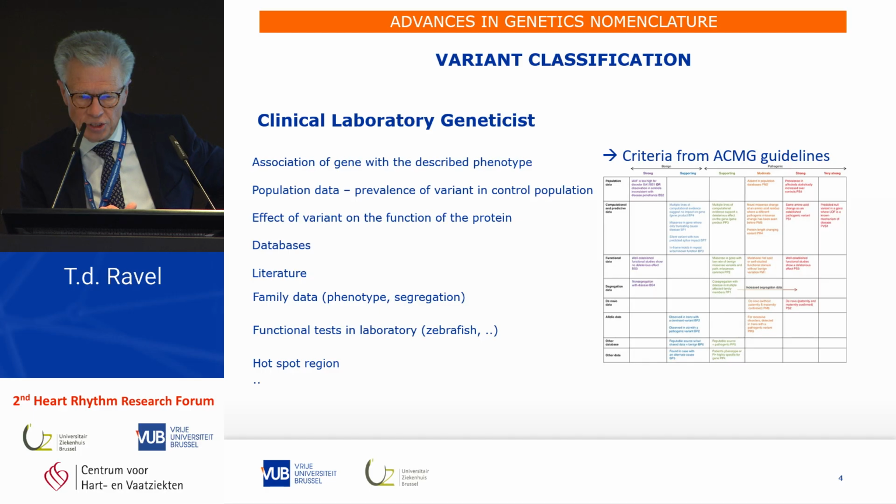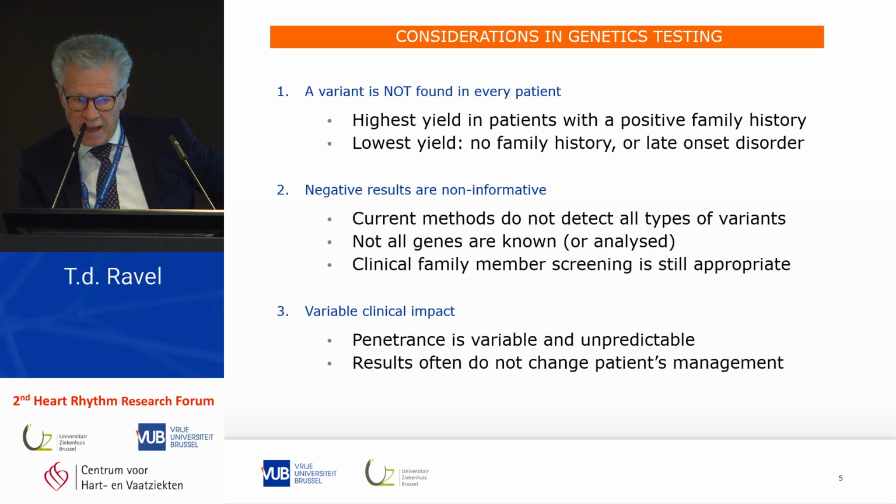The clinical laboratory geneticists are people with doctorates and a lot of experience and expertise, and there's a whole list of criteria that they use in working out which class it fits in, and they have access to multiple databases and literature in order to get this sorted out. And we know that we don't find a variant in every patient. The highest yield, of course, is where you have a positive family history.